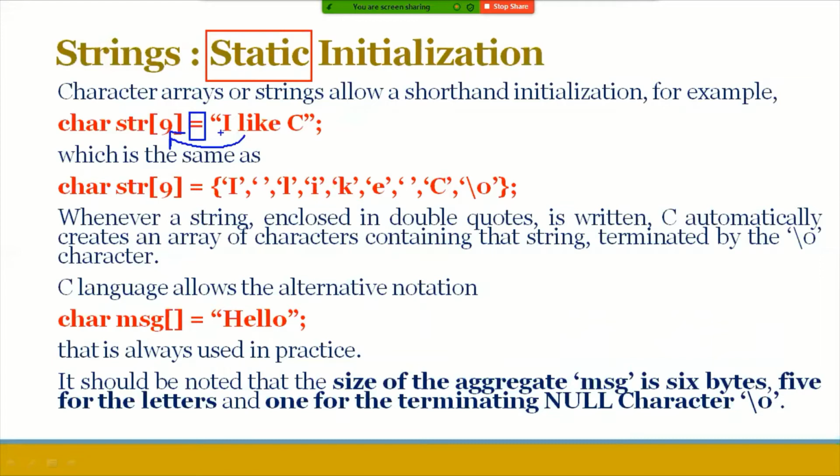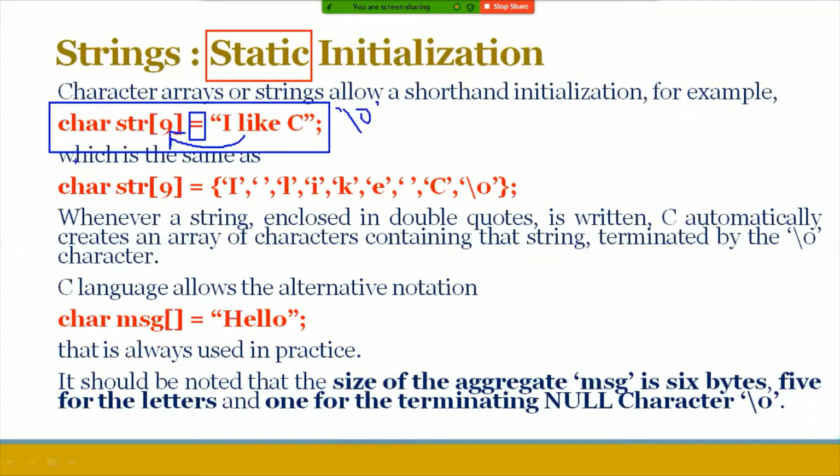That means in this case, how many characters? 1, 2, 3, 4, 5, 6, space 7, 8, and 1 \0 to specify the end of the string. That is, \0 will be stored at the 9th location. This is about how, by using the assignment operator, we can initialize. In this particular case, \0 will be provided by the compiler.